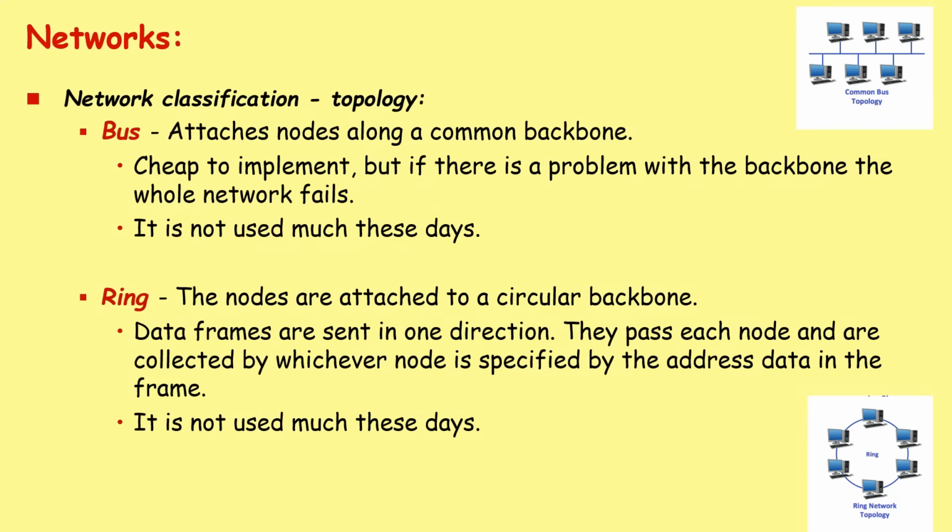We can also classify networks by topology. A bus topology attaches nodes along a common backbone. Cheap to implement, but if there's a problem with the backbone, the whole network fails. Not commonly used nowadays. Ring, the nodes are attached on a circular backbone. Data frames are sent in one direction.